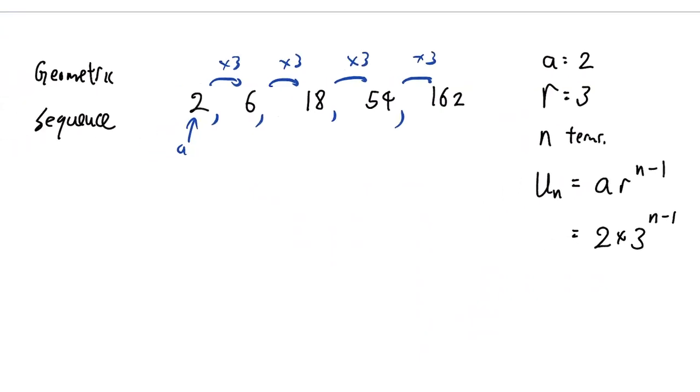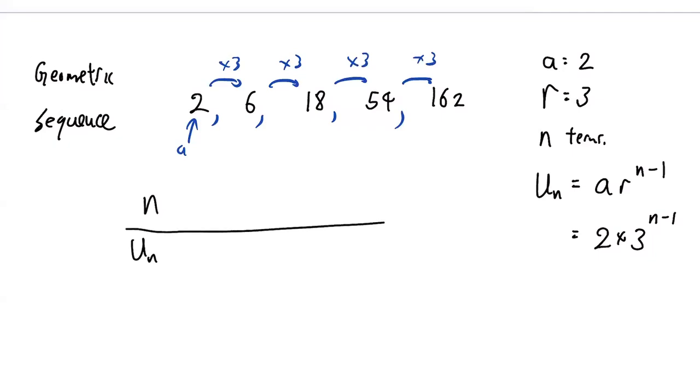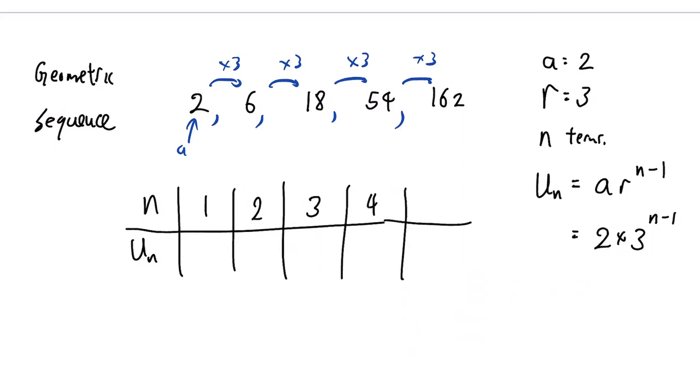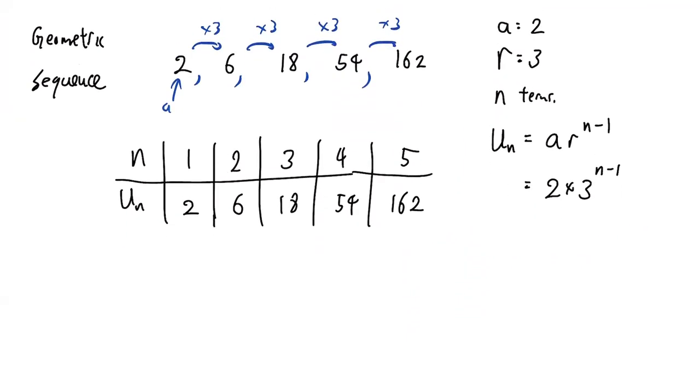So you can draw a table. That means that you have n and Un. So 1, 2, 3, 4, 5. U1, U2, U3, U4, U5 being 2, 6, 18, 54, 162. Okay, good. So that is a geometric sequence. Sequence means separated by commas. And we got the generic term.